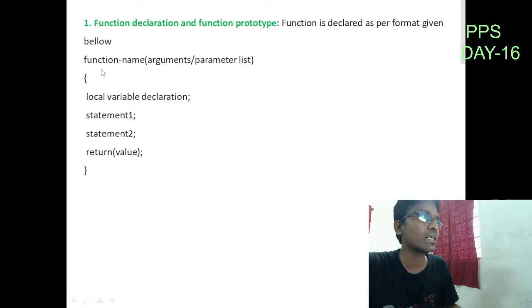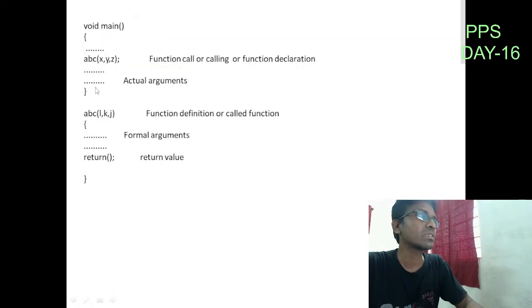First you need to understand how we are going to declare the function, and what the function prototype is, which will be used in the C program. So this is a function prototype, you have to use it. So this is an example.